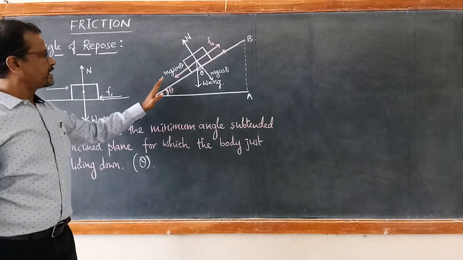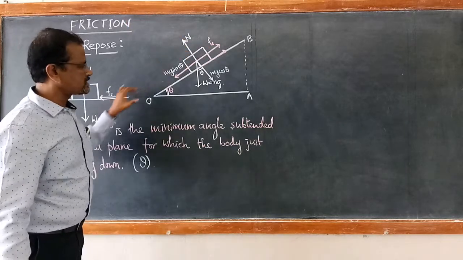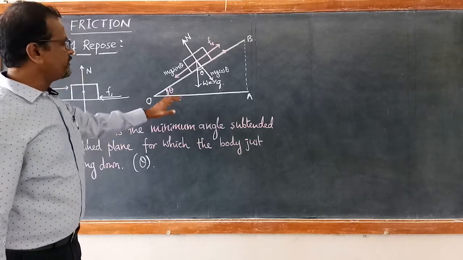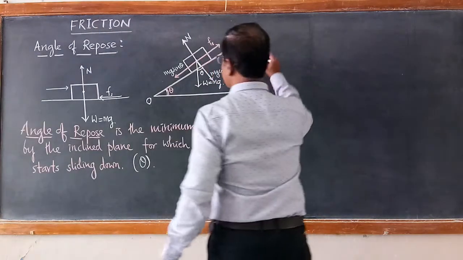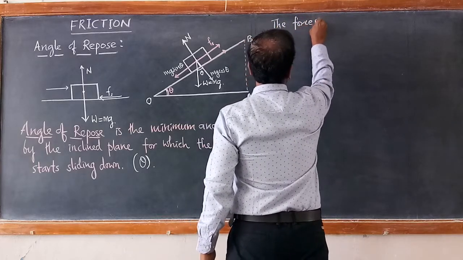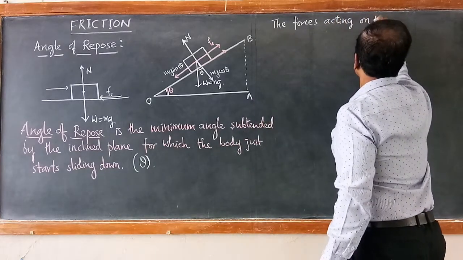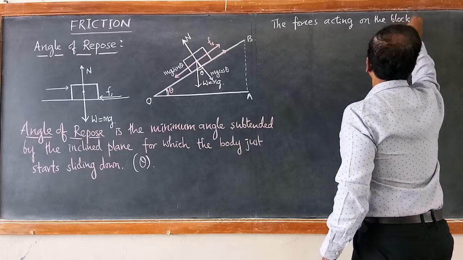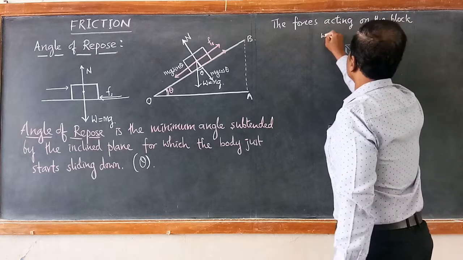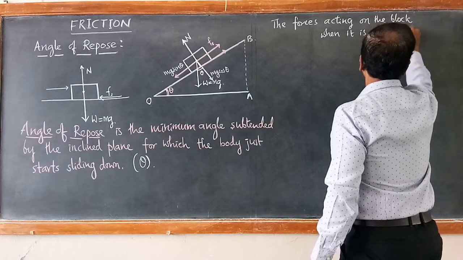If mg sin theta is just greater than Fs max, then the block starts sliding. I think you got the point. So now in this case, you can write the forces acting on the block when it is in equilibrium.